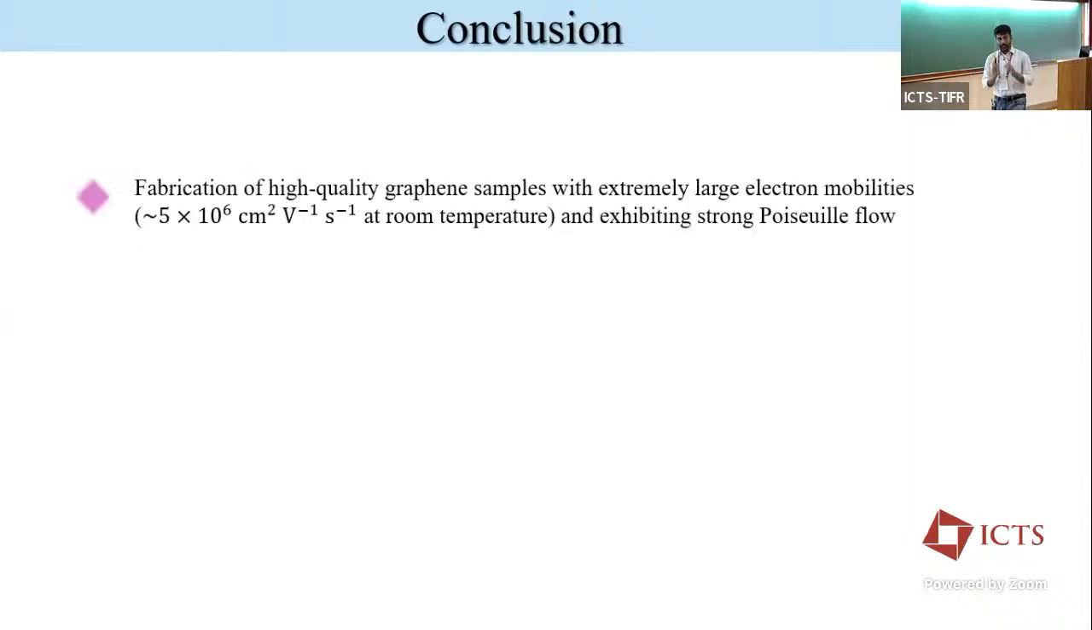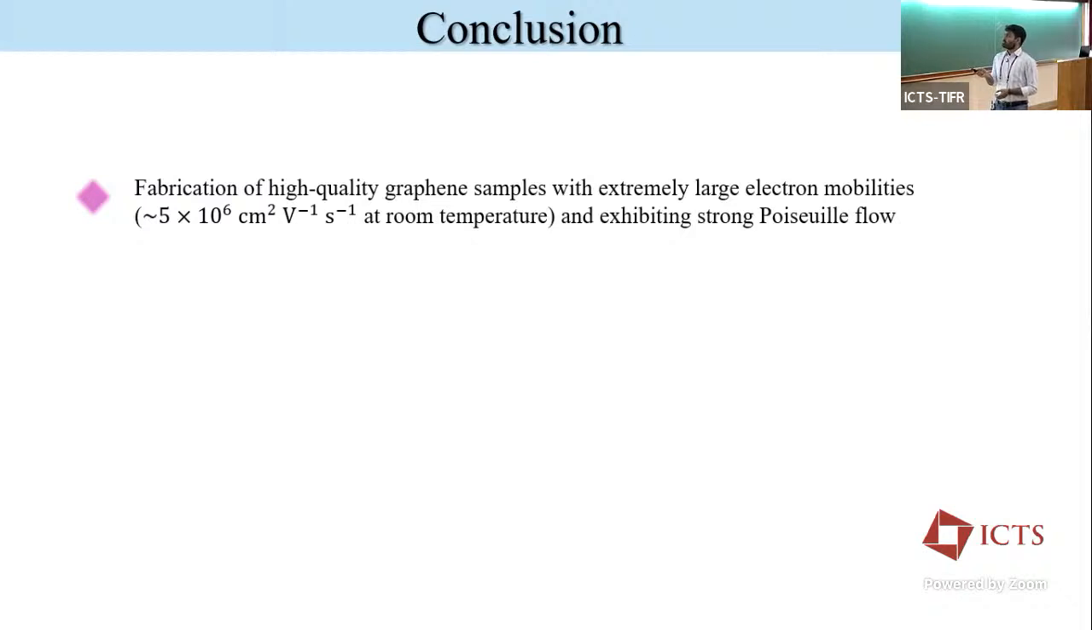So finally, the conclusion. The take-home message: we have been able to fabricate and reproduce high-quality graphene samples. Again, high quality is a very relative term. To be quantitative, we have made extremely large electron mobilities of the order of 5 × 10⁶. That's the highest mobility we have reached at room temperature. And we have ensured that the momentum relaxation length in all these samples is greater than the dimensions of the sample. And at the end of the day, there has to be a strong Poiseuille flow.